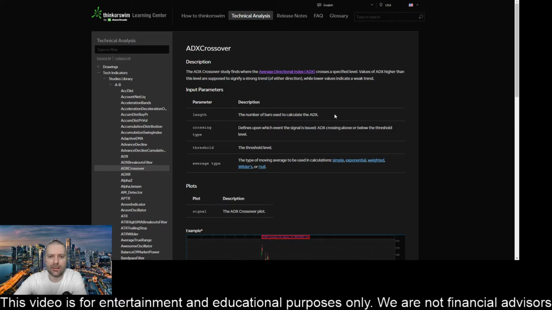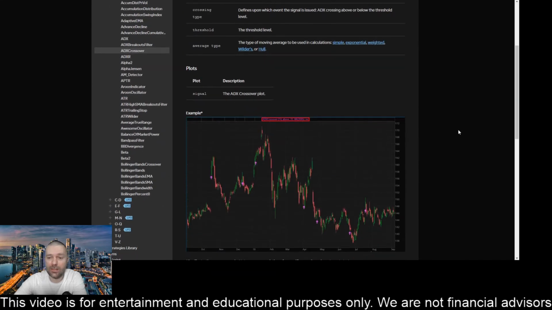So you've got some input parameters here. The first one is the length, or the number of bars used to calculate the ADX, or the average directional index. Then you've got the crossing type, which defines upon which event the signal is issued: ADX crossing above or below the threshold level. Then you have a threshold level. Then you have an average type, so the type of moving average to be used in calculations. This can be simple, exponential, weighted, Wilders, or Hull. And then the plot is the ADX crossover plot, and that is actually an arrow.